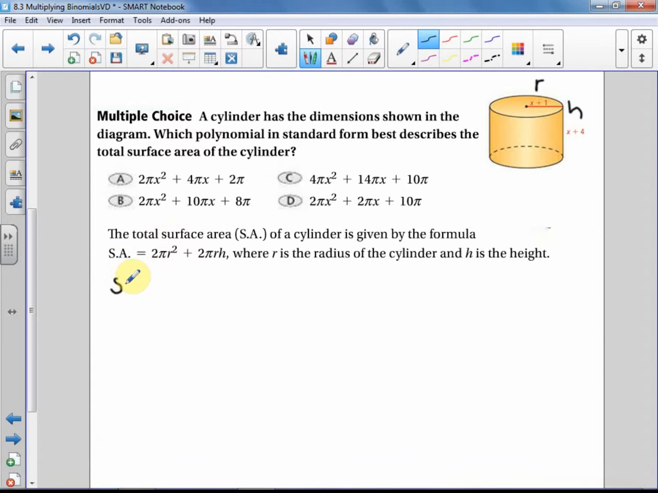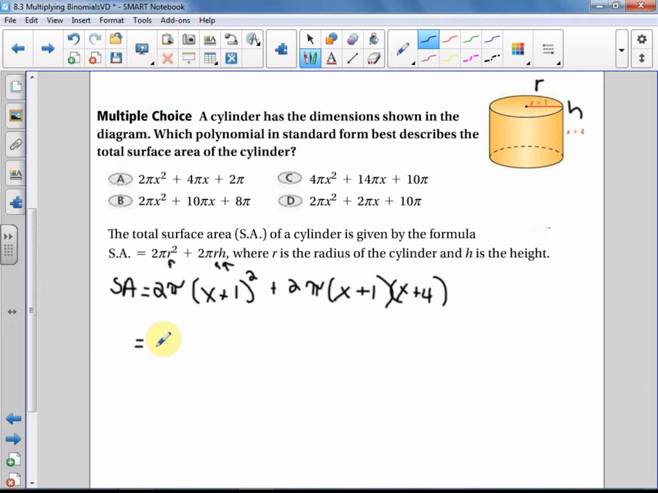So, surface area equals, we already have our formula. Now we're just going to plug in what we know. We know the radius. We have the height. So, I'm going to write down 2 pi. Now I'm going to substitute my radius in for r, which is x plus 1. Per our formula, that is squared, plus 2 pi, going to substitute r in again, which is x plus 1, times h, our height, which is x plus 4. Looks super complicated. We have just a couple of binomials to multiply, and then we'll be done.